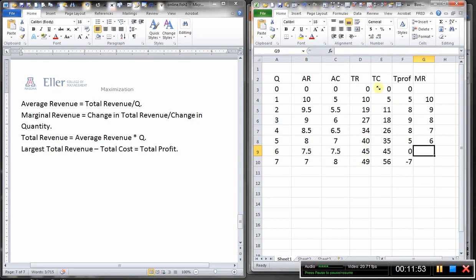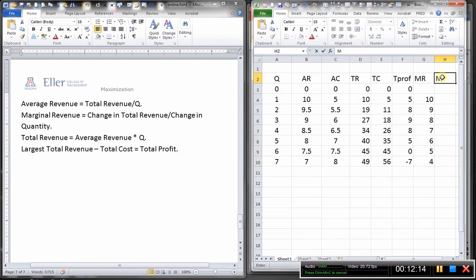So you can see every one of these, we're looking at the change in the total revenue. That's what this marginal revenue is. And we're dividing by the change in quantity. And the only reason I'm not putting it all in there with the change in quantity is the change in quantity is always 1 here. So let's finish it out that way.